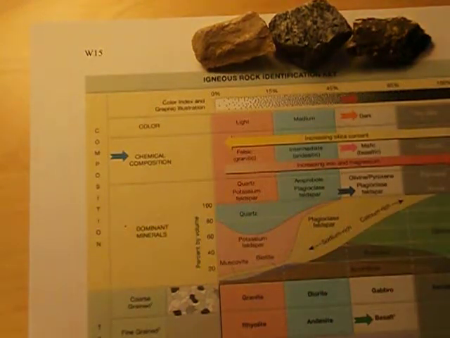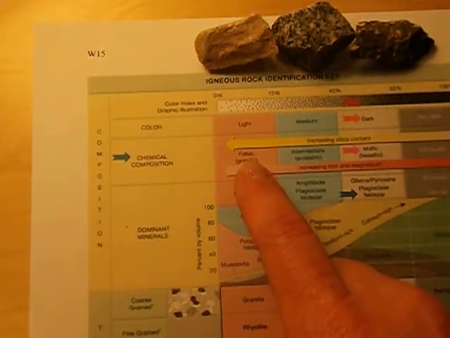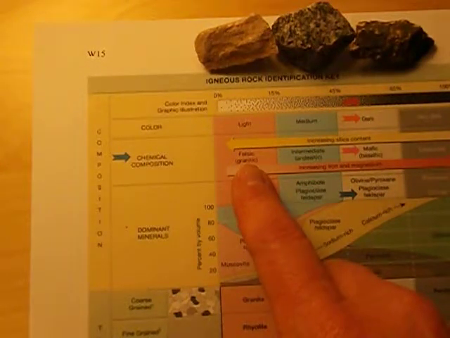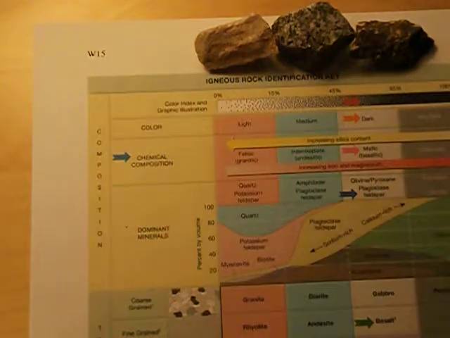Light rocks are called felsic, and that's because they have lots of potassium feldspar. You'll see that adjective also on the identification table for light colored. Dark rocks are called mafic. They tend to have a lot of basalt in them.